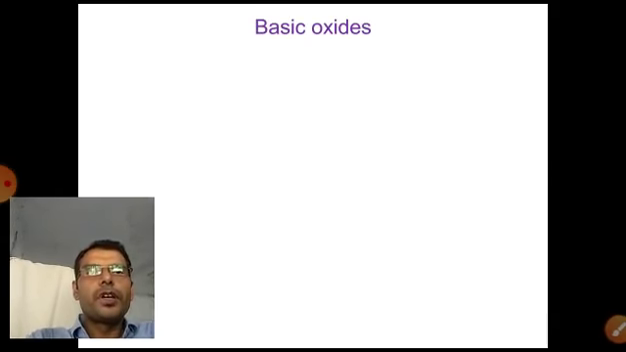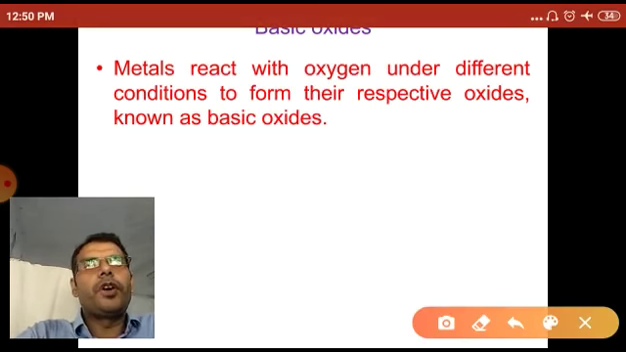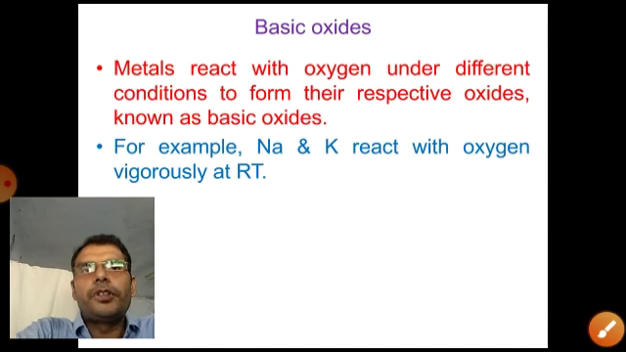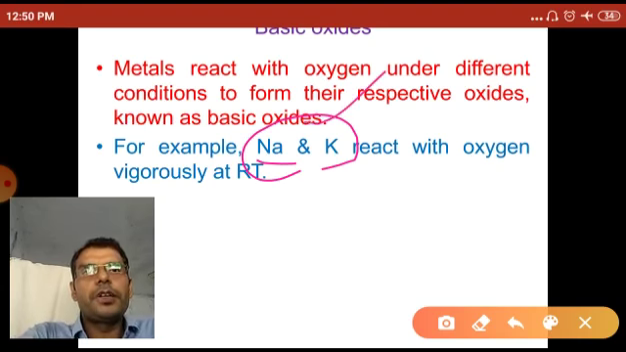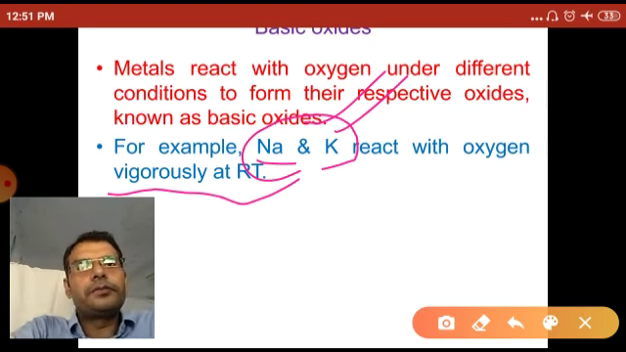Now next, basic oxides. Metallic oxides, when they react with oxygen, form their respective oxides, and those respective oxides are called basic oxides under different conditions. As for example, sodium and potassium are very reactive metals. When they react with oxygen, they react vigorously at room temperature and produce a lot of heat, and they have the burning property in the air.